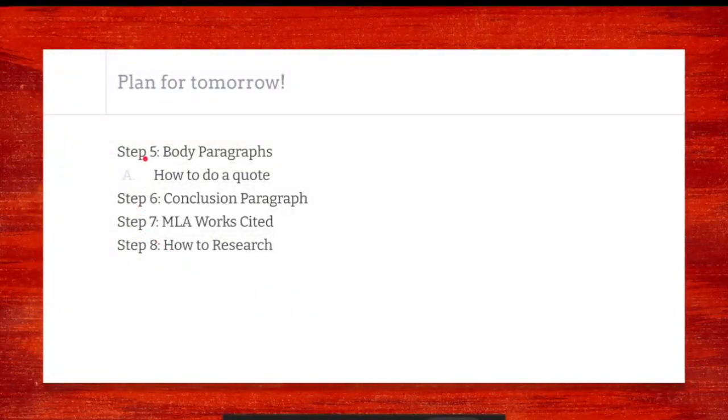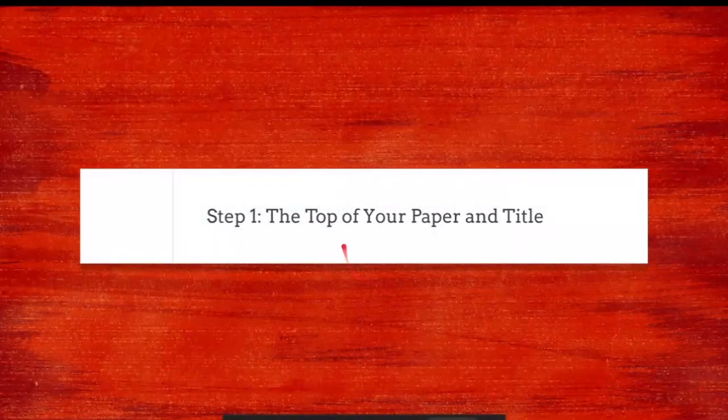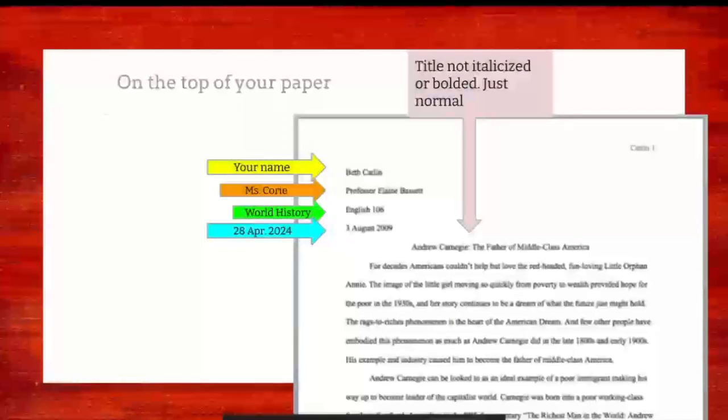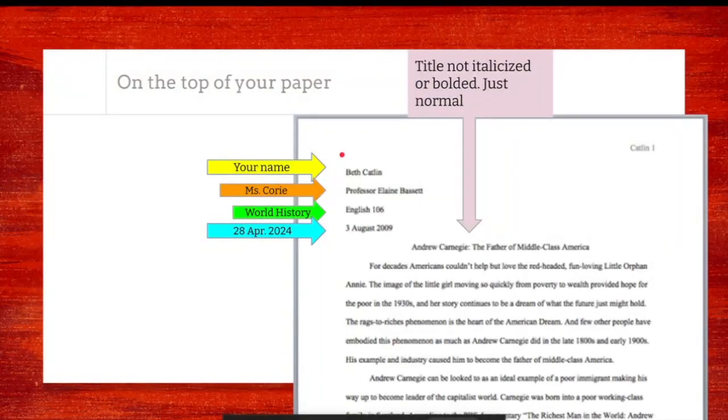And for tomorrow, we will do step 5, body paragraphs and how to do a quote. Then we'll do step 6, which is conclusion paragraph, step 7, which is MLA works cited, and step 8 is how to research. So let's start with step 1. We're just simply going to talk about what should be at the top of your paper and the title. Yeah, seriously, we're just going to talk about that.